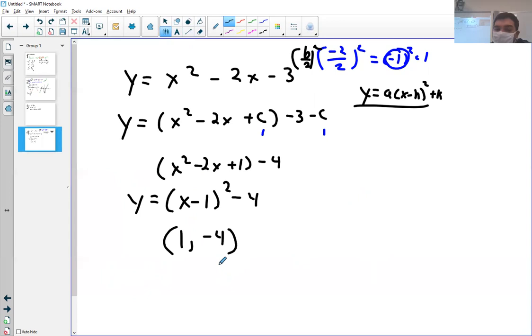It is, because the H is flipped, remember? Oh, yeah. And you said 1, right, it makes sense. So you go right 1, down 4. So that's the vertex. What do you put here? No question. I don't add the C, I subtract the C because I can't do it to this side.